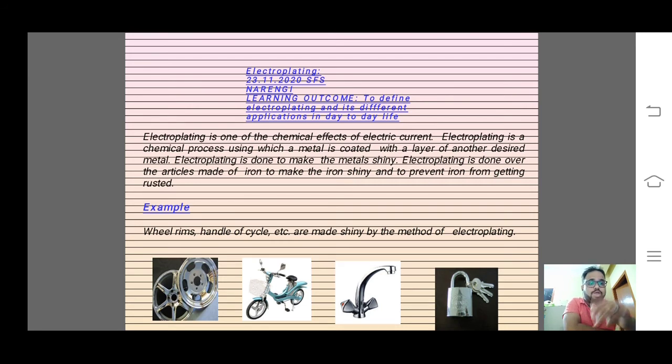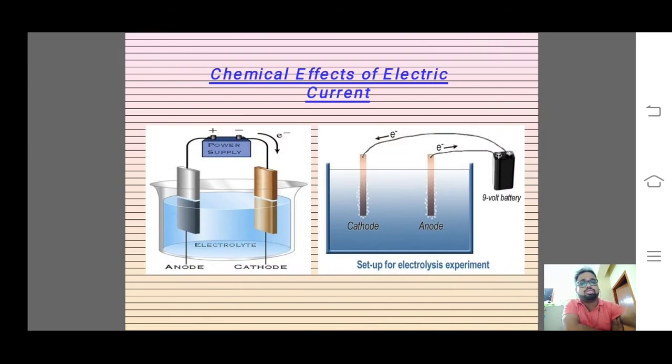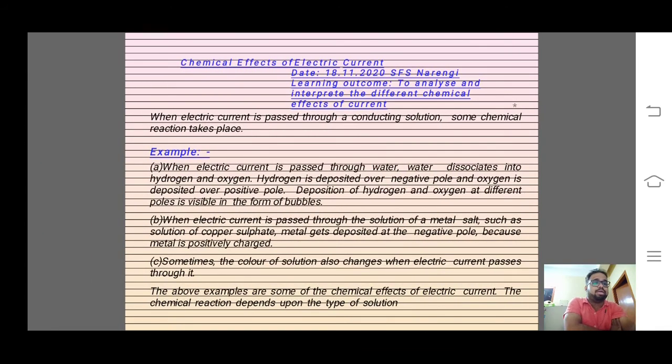Before I start this topic, electroplating is one of the chemical effects of electric current. As we all discussed, there are three effects: chemical effect, heating effect, and magnetic effect. Electroplating is one of the effects of electric current. Before going to electroplating, let us have a discussion on the different types of chemical effect that we discussed. When electric current passes through a conducting solution, some chemical reaction takes place. When electric current is passed through water, it dissociates into hydrogen and oxygen, and it is deposited over the negative pole.